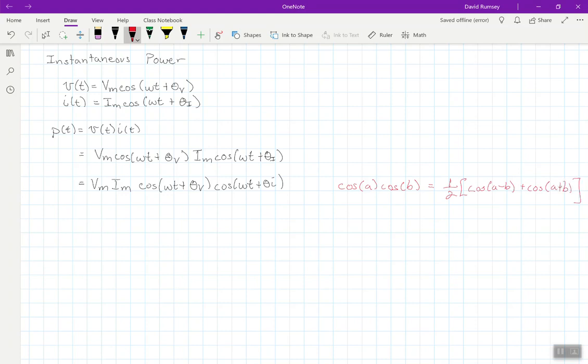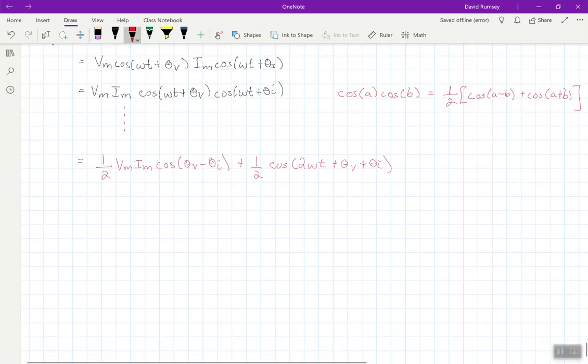Now, it doesn't necessarily look like that gets us a handle on it too much, but I'm not going to go through the details. You can go through and do the computations here or show all the work. I'm just going to write what our result is. We have 1/2 Vm Im cosine theta v minus theta I, plus 1/2 Vm Im cosine 2 omega t plus theta v plus theta I. And of course, these units are all in watts.